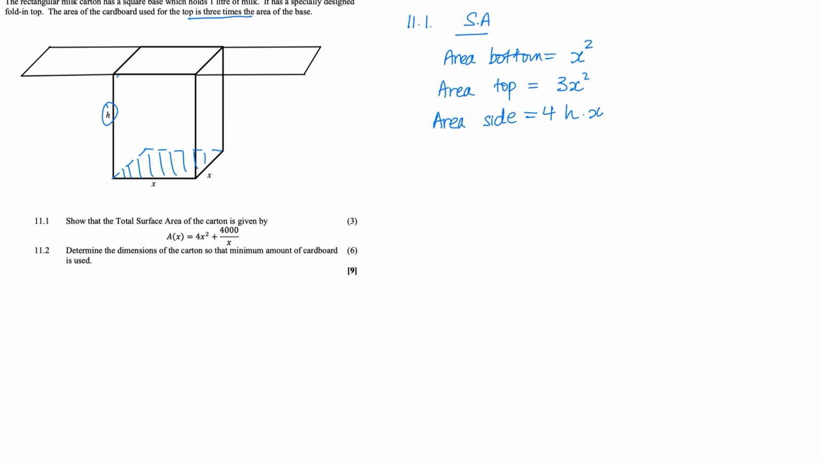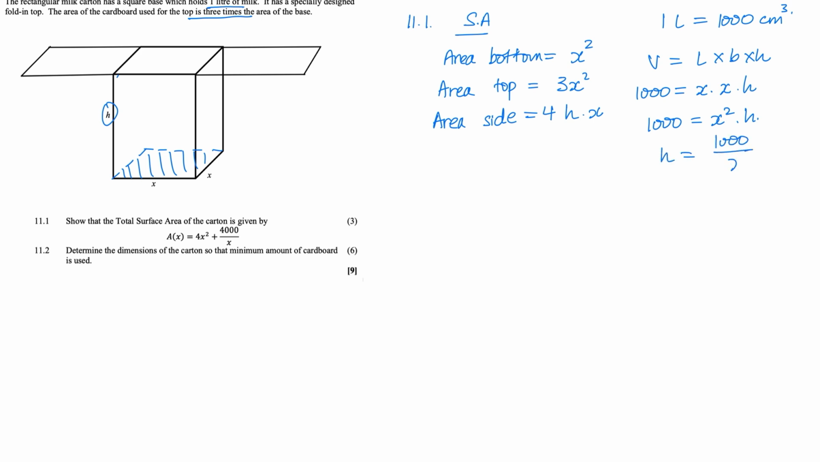They've told us that the volume of this container is 1 liter. So 1 liter is equal to 1,000 centimeters cubed. So the volume of this container is going to be length times breadth times height. So 1,000 is equal to x times x times the height. So 1,000 is equal to x² multiplied by the height. Now we can rearrange this formula and solve in terms of h. So h is equal to 1,000 over x².